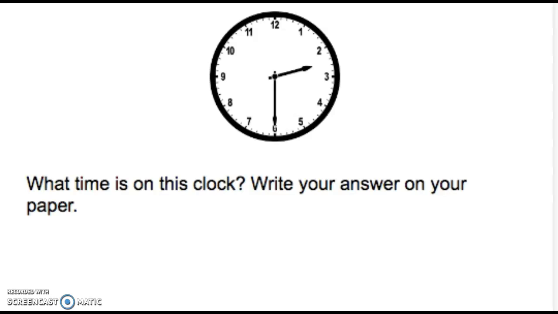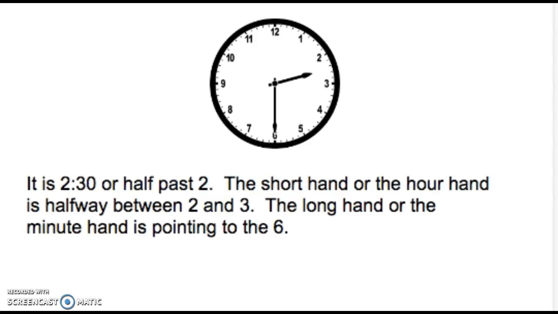What time is on this clock? Write your answer on your paper. This clock shows 2:30. The short hour hand is halfway between the 2 and 3. The long minute hand is pointing to the 6. So we would read this clock as 2:30.